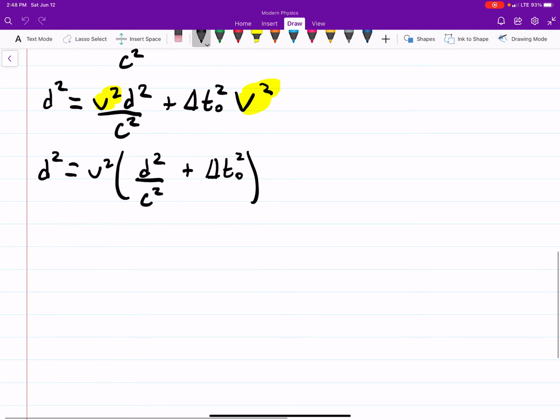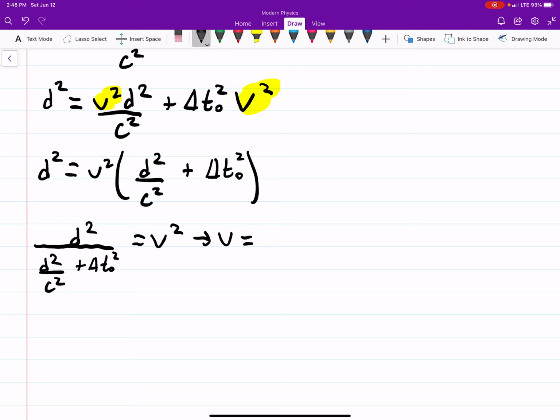And then I can just divide it over. So we have d squared over c squared plus delta T naught squared equals v squared. And then if I just square root both sides, I get v is equal to, well, you'll just have your d there because the square root of d squared is just d. And then in the bottom, we have to be a little careful because we have addition. So we'll just square root that, which is fine.